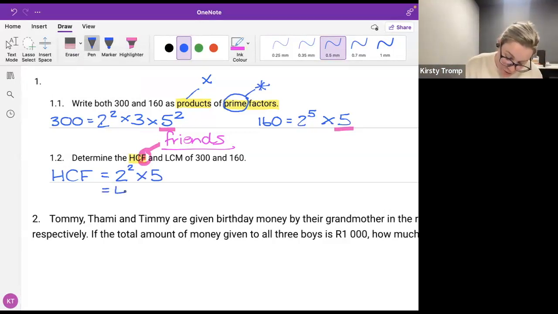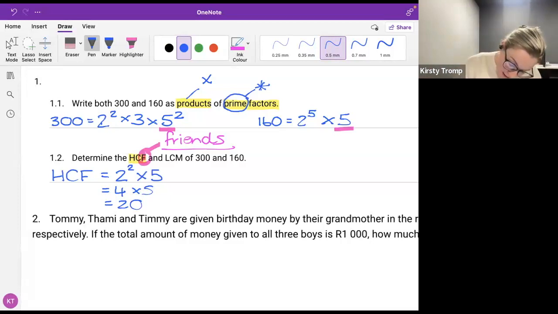2 to the power of 2 is 4. Times by 5 gives me 20. So all of you that are saying 20, well done. The highest common factor between those two numbers is definitely 20. We used our prime factors to get the number 20.